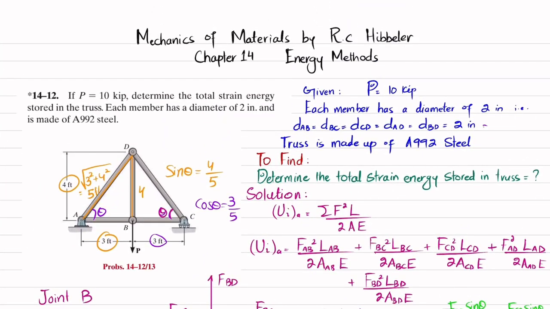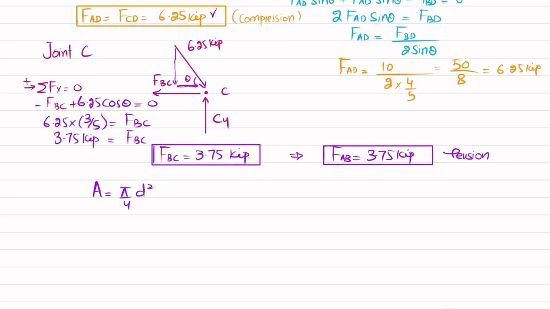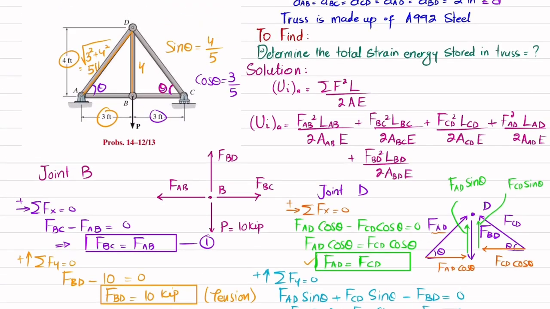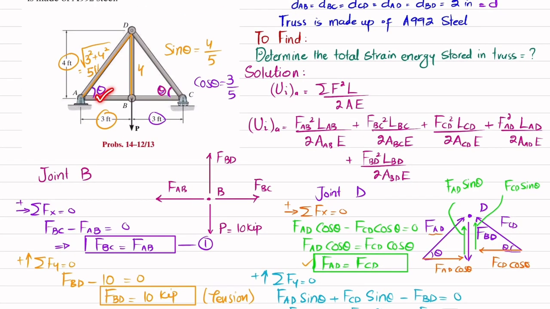You can see, let this be equal to d. So area will be equal to pi by 4 d square, and that diameter is 2 inch. So pi by 4, 2 square will give you pi, and unit will be inch square. Clear? And length of all is known. So this AB length is 3 feet, this is 3 feet, this is 5 feet, this is 5 feet, and this is 4 feet. So you can easily now put the value in each in this table.